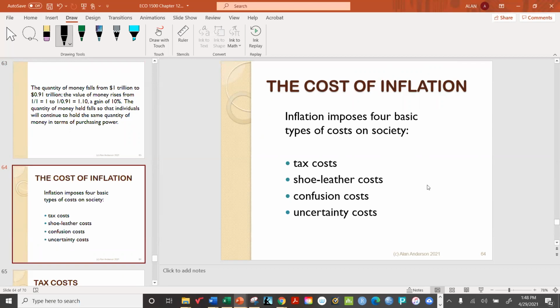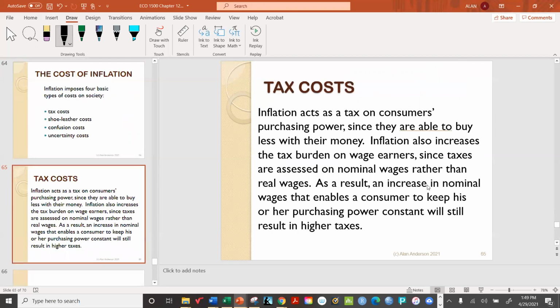All right, what could they be? What is this all about? These are the names that are used by economists. The book didn't just make these up. So, tax costs.